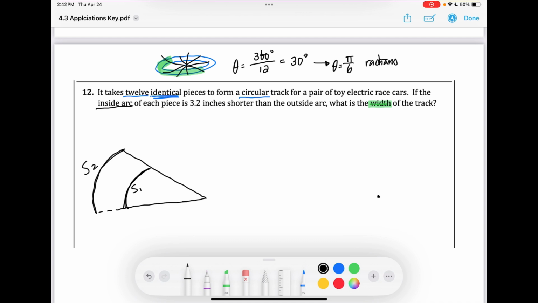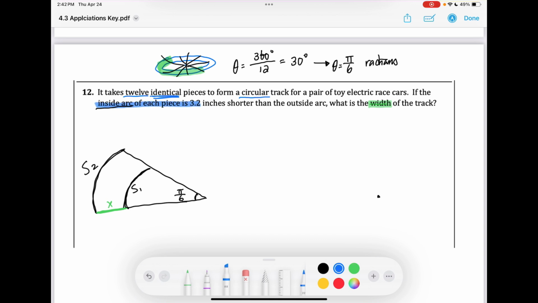So that's good now. And what information do we know for sure? We know the central angle, that is equal to pi over 6, 30 degrees, okay? The width, we want to figure out the track. It's right here. So this green part is what we want to figure out. I'm going to call it X here, okay? Now, we're going to do more translation.